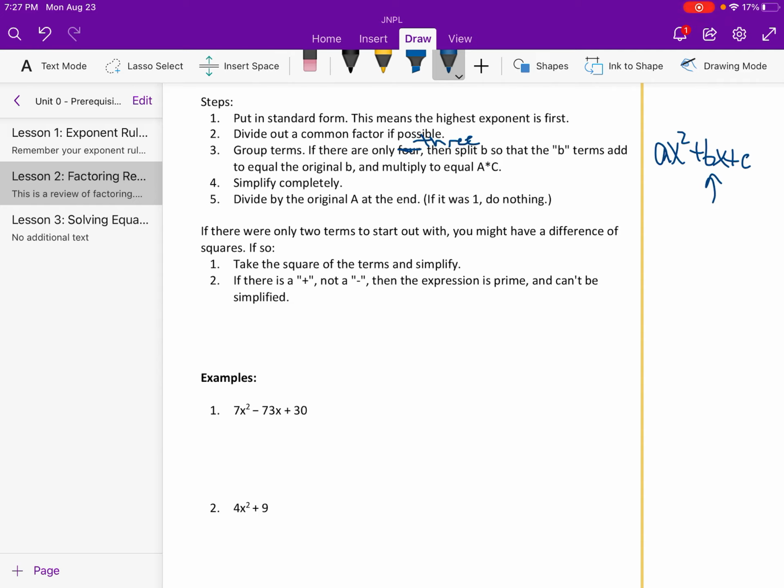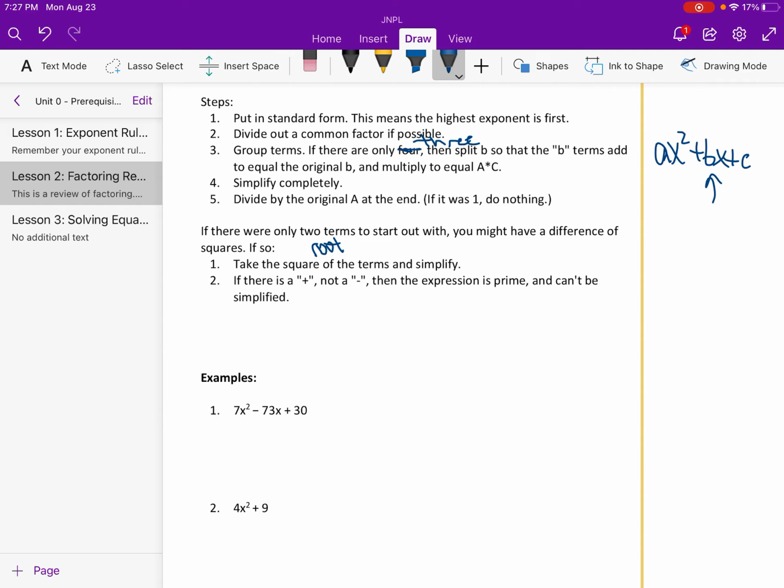Then simplify completely, then divide by the original a at the end. If a was 1, meaning that there was no coefficient there, then you don't have to do anything. If there were only 2 terms to start out with, you might have a difference of squares. So remember, that's if there are 2 terms and you can take the square root of both, and there's a minus in between them. So you can take the square root of the terms and simplify.